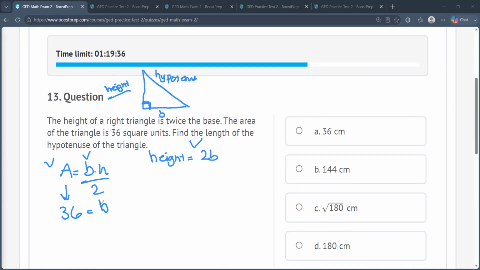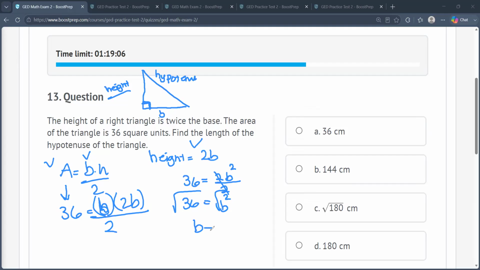36 equals the base times height. Do we know the height? Kind of. The height is twice as large as the base, or 2b, over 2. So that's going to be 36 equals b times 2b, which is 2b squared, and then you have 2 here. The 2's cancel, so you're left with b squared equals 36. Take the square root of both sides. You get base is the square root of 36, which is 6.